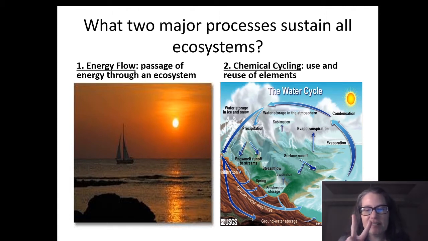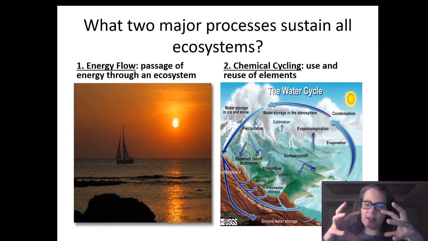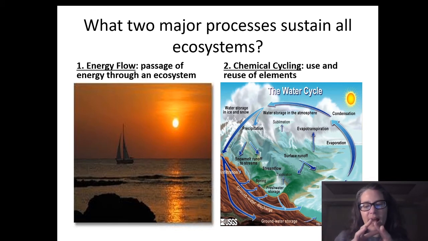Chemical cycling, our second major process that sustains ecosystems, is a little bit different. In terms of planet Earth, our chemicals are more of a closed system, where the chemicals we have on the Earth's surface, like carbon, oxygen, nitrogen, phosphorus, and sulfur, are chemicals that we've always had in certain amounts on Earth's surface, and we're always going to have them for the future, so they're more of a closed system.